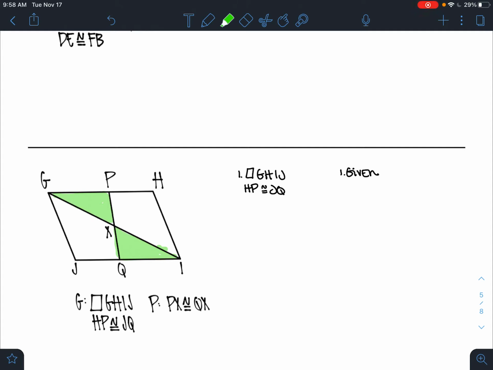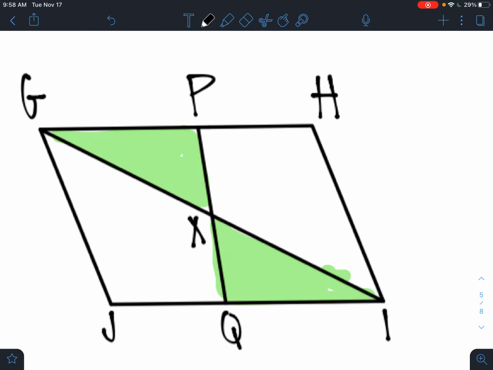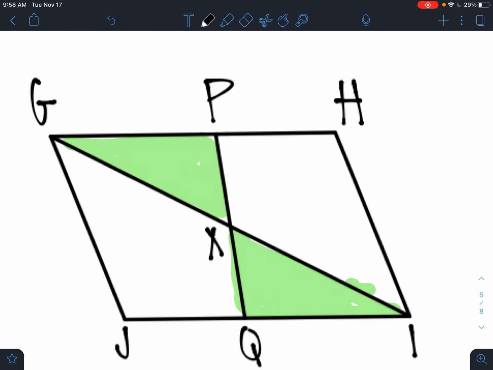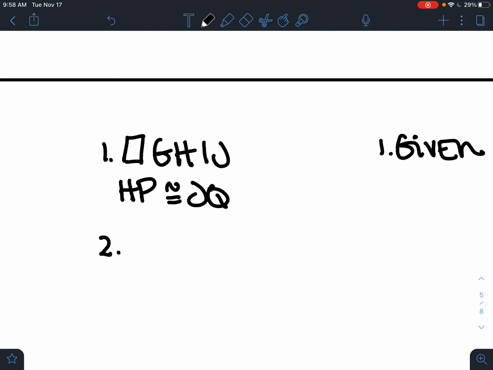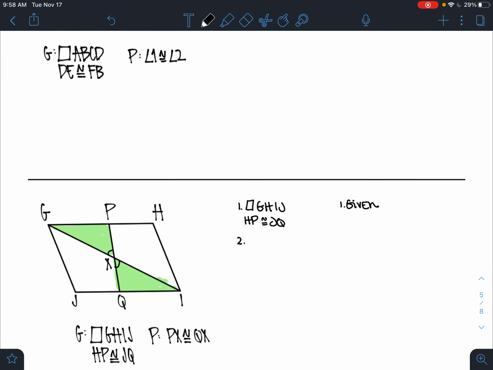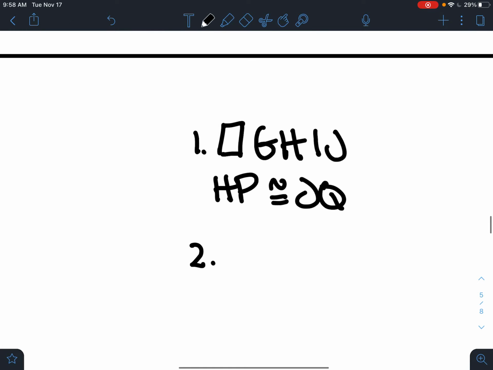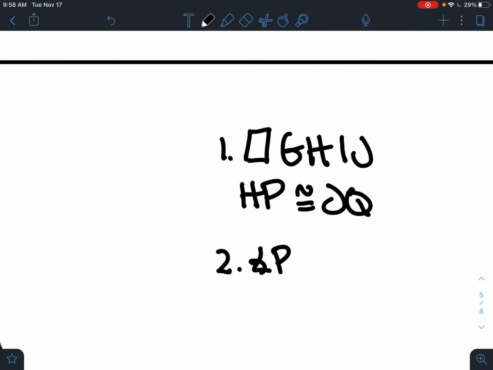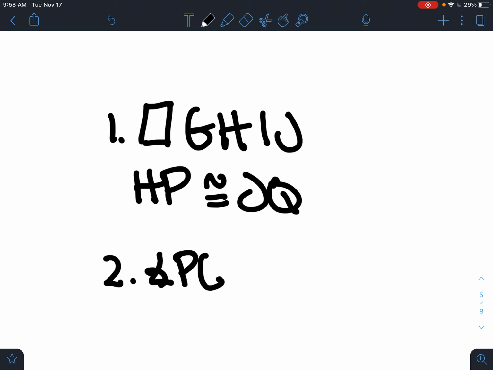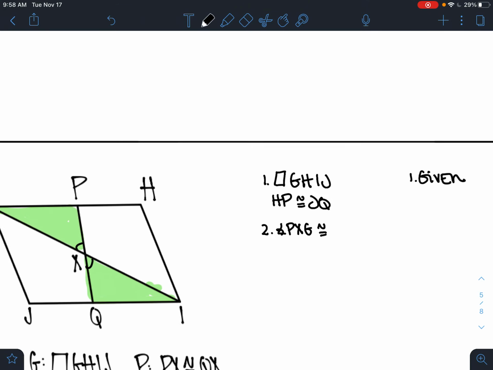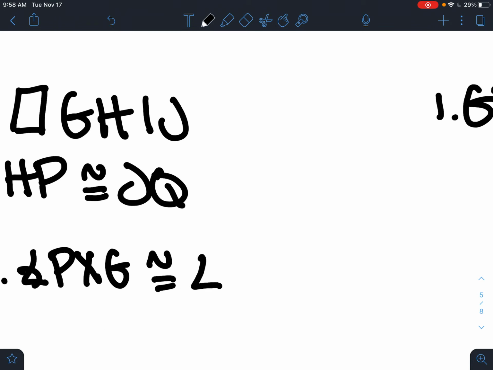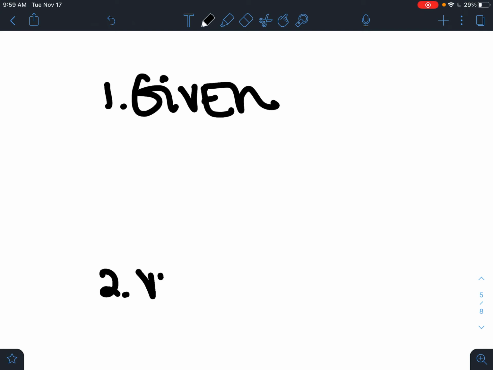So here is where I actually want to start, okay, is if you look at those two triangles, what can we automatically mark? Well, we can mark that the vertical angles are congruent. So I'm going to do that, and then I'm going to put that in my proof. So I'm going to have that angle PXG is congruent to QXI, and that's because of vertical angles.